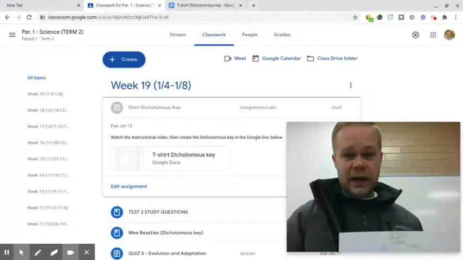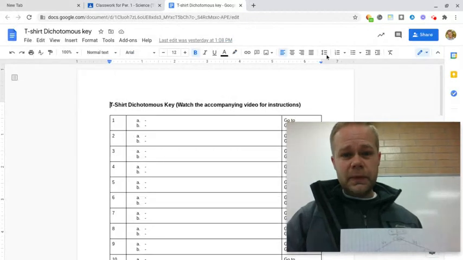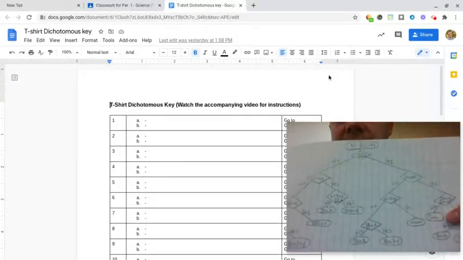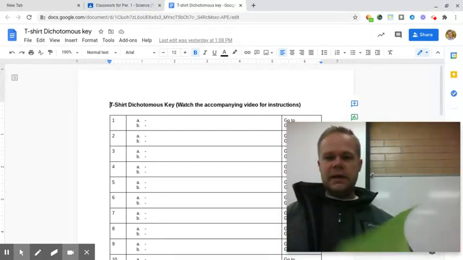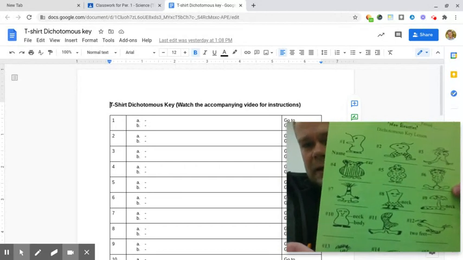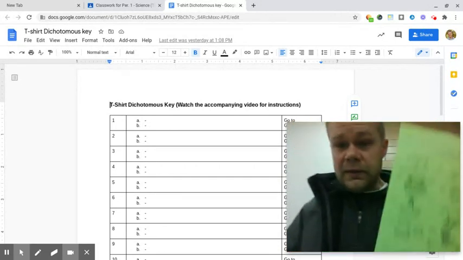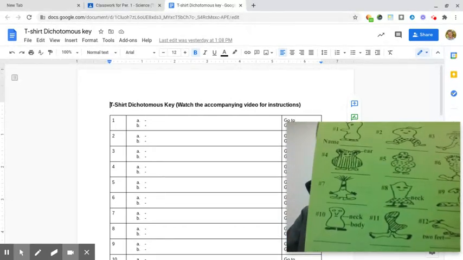to go to this document called T-shirt Dichotomous Key. So now what you'll do is you're going to take this and we're going to make a dichotomous key. You should have done this assignment with the wee beasties the other day. If you haven't done this yet, do this before you do this assignment for today. You need to get this one done.